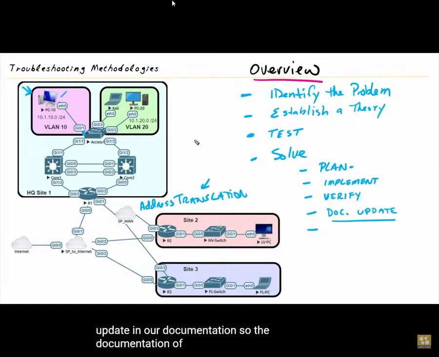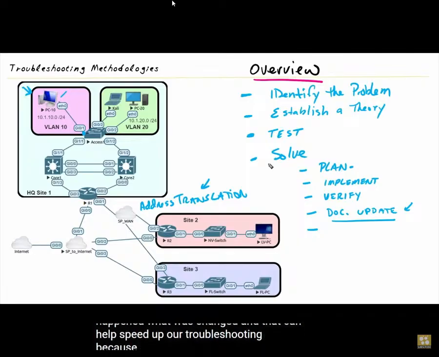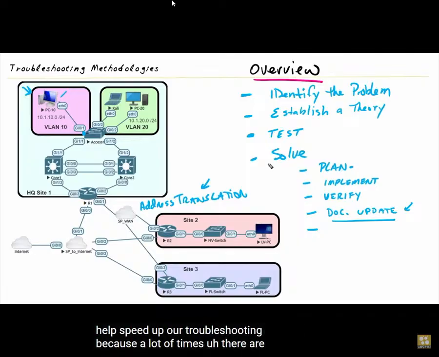So the documentation of what was done and also the topology, if there's been updates, that's super important because let's say 3 or 4 days go by and we have yet another problem and we think, oh, I wonder if what we changed here injected additional problems into the network. So we could go back through our paper trail and identify what happened, when it happened, what was changed. And that can help speed up our troubleshooting, because a lot of times there are cabling issues and physical issues and so forth. But a lot of times when something breaks on the network, when something stops working, it's quite often due to the last change that was made.